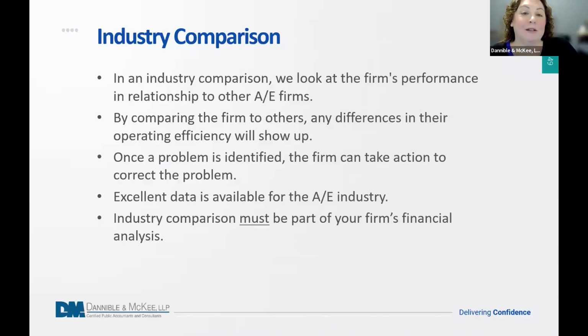Industry comparison. We've talked a lot about that. In industry comparison, we look at other firm performance in comparison to yours. Once you identify a problem, that maybe you're not performing to industry, you want to figure out what you need to do to correct that problem. Again, we can't use these ratios in a little box. We have to take them, analyze them, report back, and take action. So there are lots of steps, because we don't just look at financial statements one day and put them in a drawer and not come back to them until the next month. These are all things that you need to be working with and coming back to and making action plans. Otherwise, it's a waste of your time.